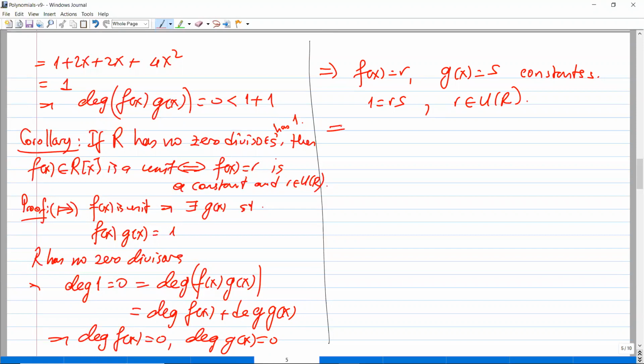And conversely, if r is a constant polynomial which is a unit, then f of x is a unit. That converse is clear, very clear.